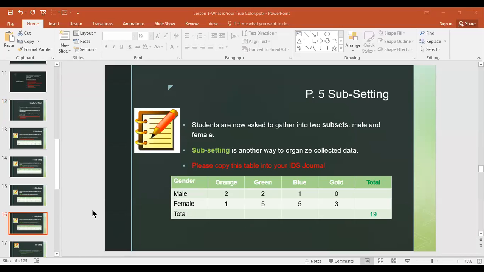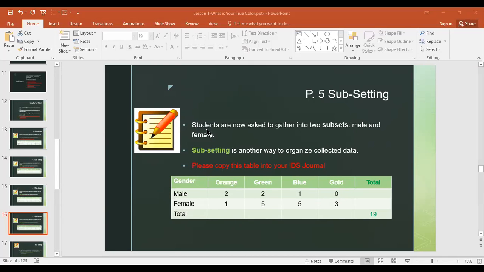While you were doing one of your journals, I put it into our two-way frequency table and organized our collected data into subsets, smaller groups with certain descriptions. Our two-way frequency table looks at gender and predominant color. For females, we had 1 orange, 5 green, 5 blue, and 3 gold. For males, we had 2 orange, 2 green, 1 blue, and 0 gold.